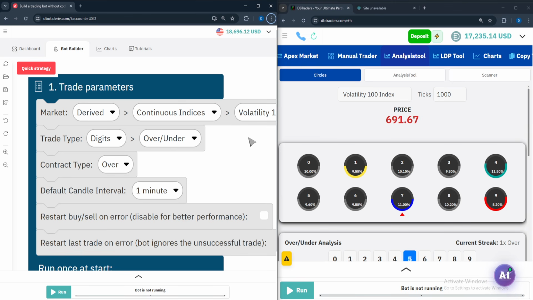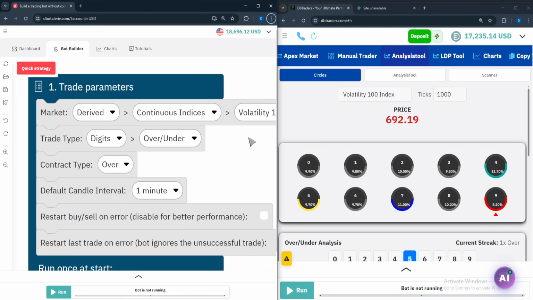So those are the first 3 conditions, okay? Please don't forget them. The first condition, as you have said, 5, 6, 7, 8, and 9 below 10%. The second condition, 0, 1, 2, 3, and 4 above 10% or even 10.5. The higher they are, the better.